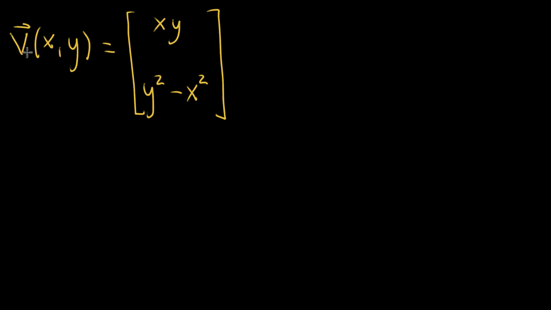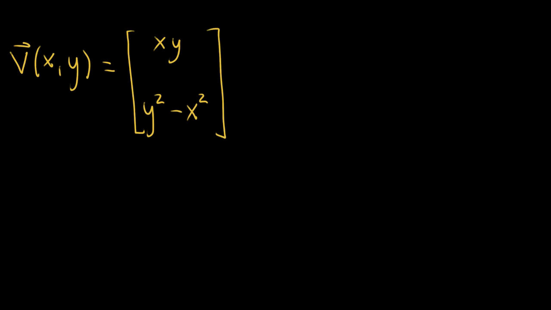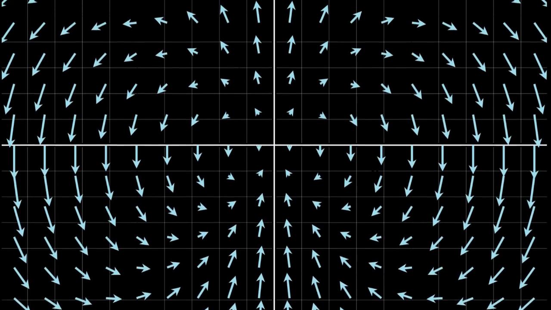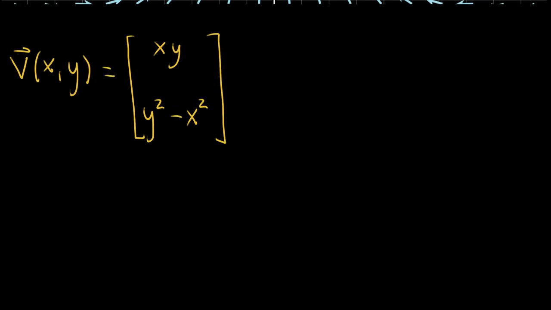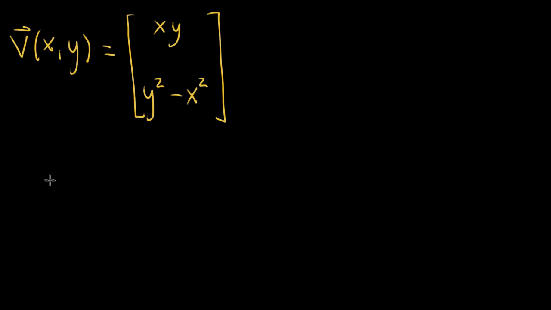So I've got a vector field here, v of x y, where the first component of the output is just x times y, and the second component is y squared minus x squared. And the picture of this vector field is here. This is what that vector field looks like. And what I'd like to do is compute and interpret the divergence of v.